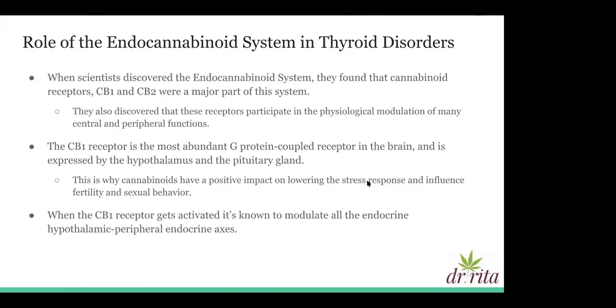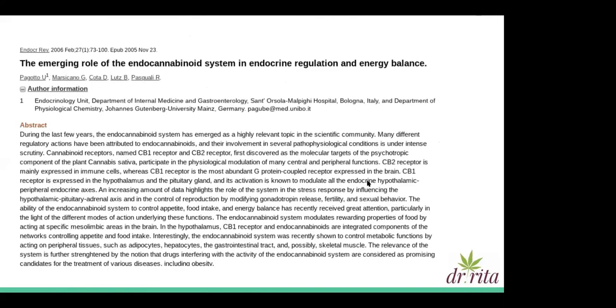So what is the role of the endocannabinoid system in thyroid disorders? Well, we know that scientists have discovered that CB1 and CB2 are major, major players when it comes to the receptor sites and modulating central and peripheral functions. Specifically, CB1 receptors are found in the pituitary gland, which is the gland that produces TSH. Again, these studies show that even in energy balance and regulating endocrine regulation, CB1 can help those with thyroid disorders.